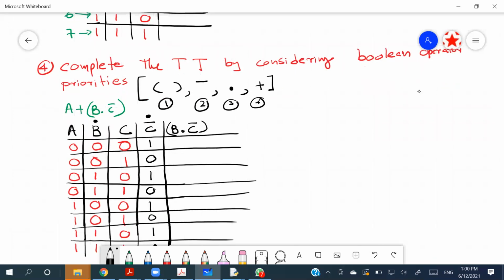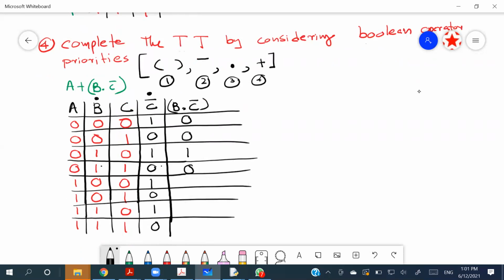Multiplications. So 0 into 1 gives you 0. 0 into 0 gives you a 0. 1 into 1 gives you 1. 1 into 0: here you got 1, here you got 0, so you're going to get 0. And 0 into 1, again 0. 0 into 0, again 0. 1 into 1, 1. And 1 into 0 is going to be a 0. Right? So 0, 0, 1, 0, 0, 0, 1, 0.